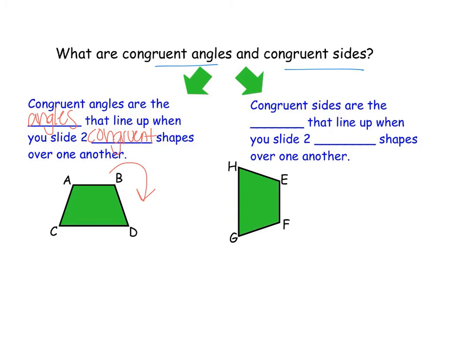When we talk about congruent sides, we mean the sides that line up when you slide two congruent shapes over one another. So again, very same thing. If I were to take polygon A, B, C, D and turn it just a quarter turn, and line it up over E, F, G, H, there are certain sides that would line up. This is what we mean when we say congruent sides and congruent angles. They are the angles and the sides that line up directly on top of one another when I slide two congruent shapes on top of one another.